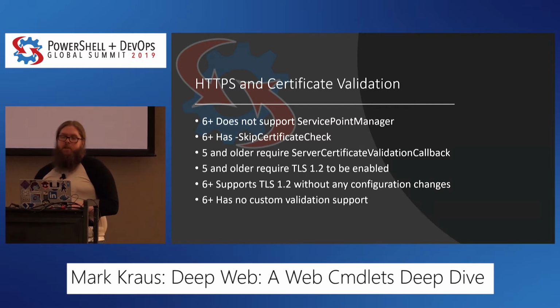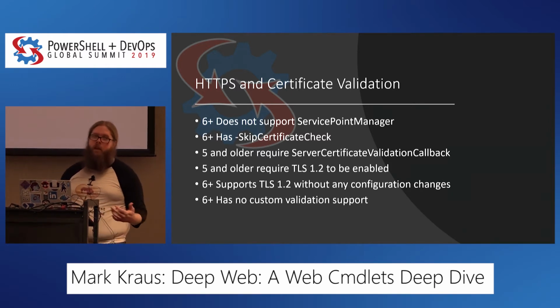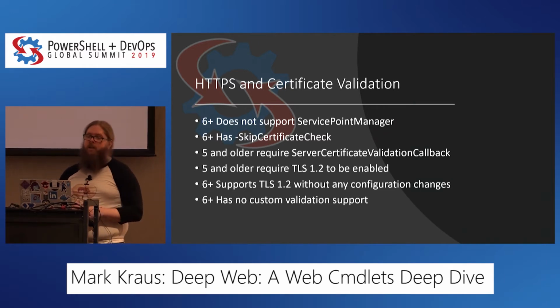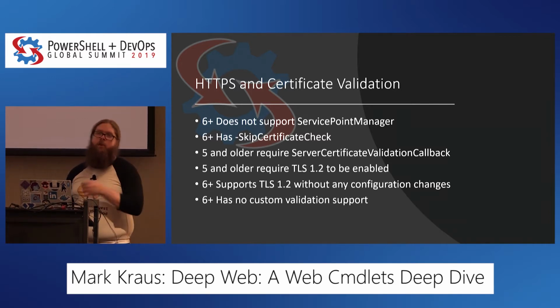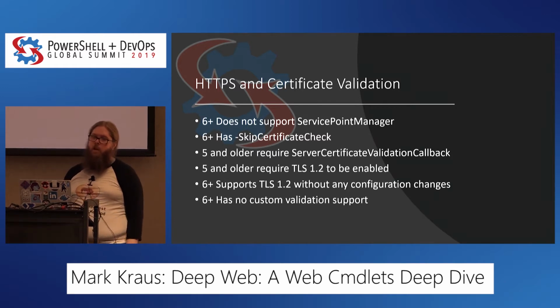So HTTPS and certificate validation is now different too. In 6+, we no longer support the ServicePointManager. So if you've ever done the advanced stuff in PowerShell 5.1, which I'll show in the following demo, to set some settings on ServicePointManager to change the behavior of the web request, if you try to do that on PowerShell Core, you're going to find it completely useless because it's not even related to anything we're doing. And that included custom certificate validation and the ability to trust everything.